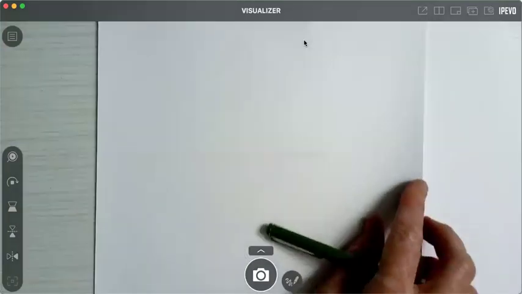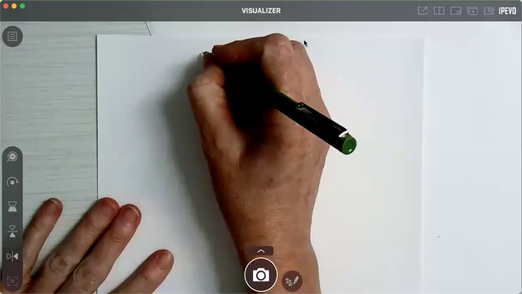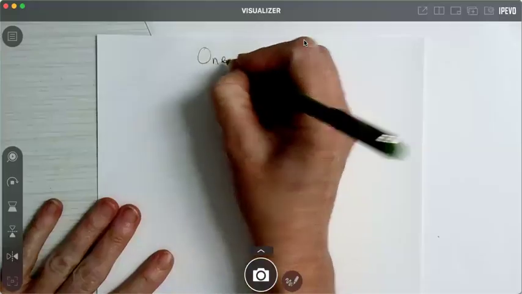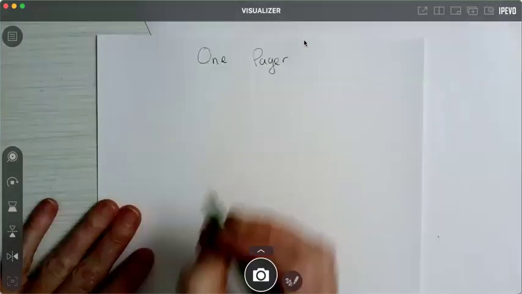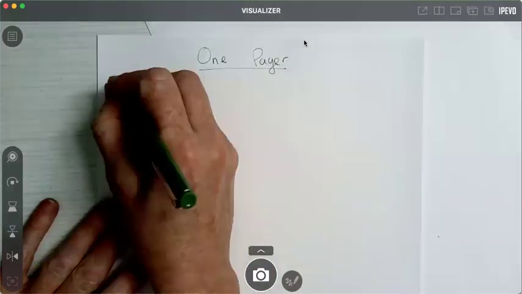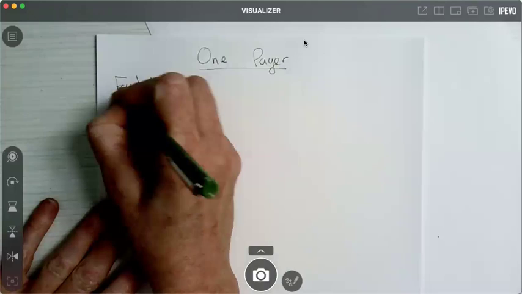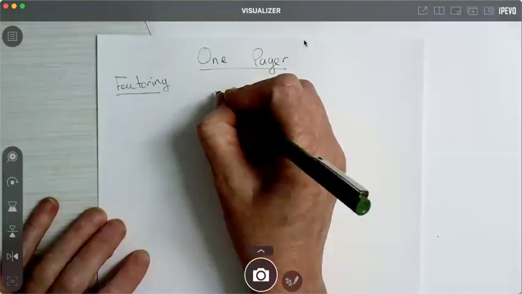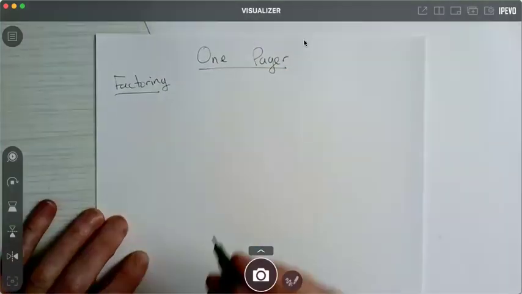I'm just going to do some quick little review problems for your one pager. So for your one pager, some things to remember. If you are asked about factoring, this will be for a quadratic.